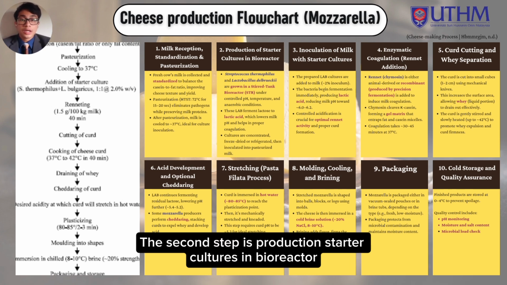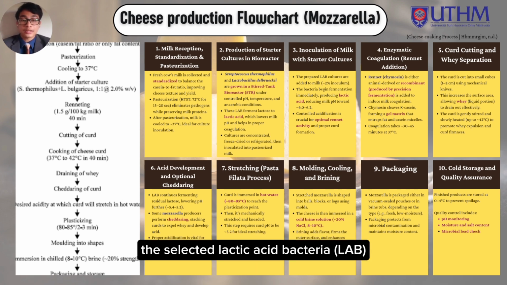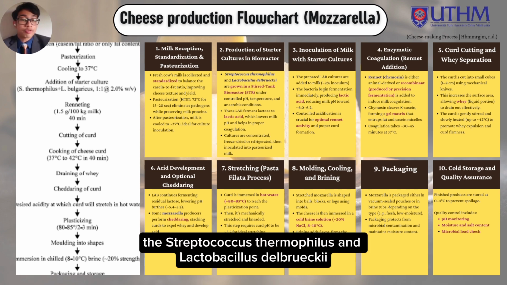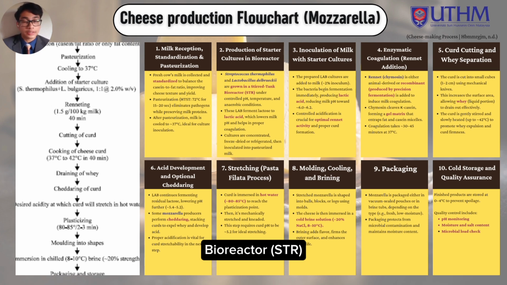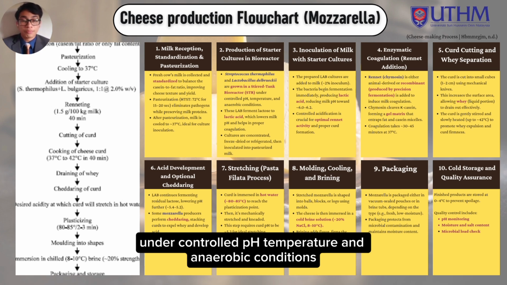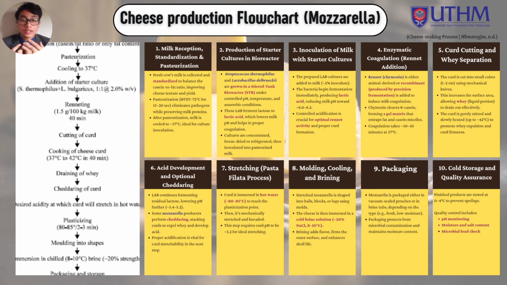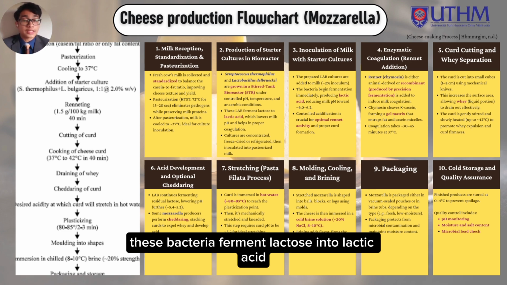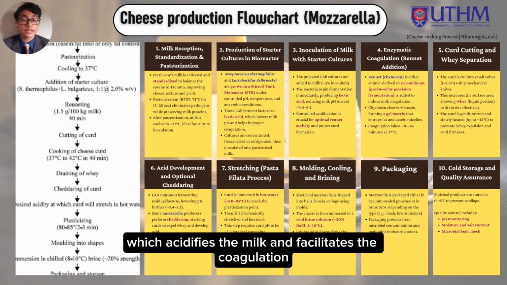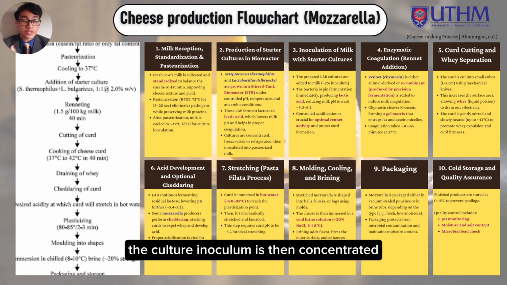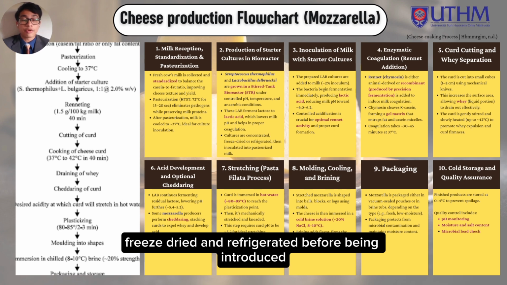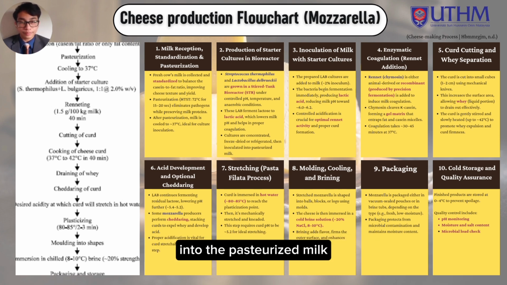The second step is production of starter cultures in a bioreactor. The selected lactic acid bacteria (LAB), including Streptococcus thermophilus and Lactobacillus delbrueckii, are propagated in the stirred tank bioreactor (STR) under controlled pH, temperature, and anaerobic conditions. These bacteria ferment lactose into lactic acid, which acidifies the milk and facilitates the coagulation. The culture inoculum is then concentrated, freeze-dried, and refrigerated before being introduced into the pasteurized milk.